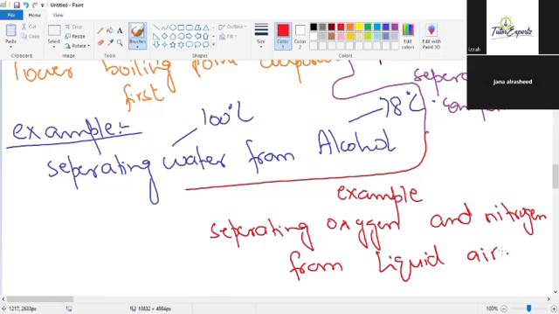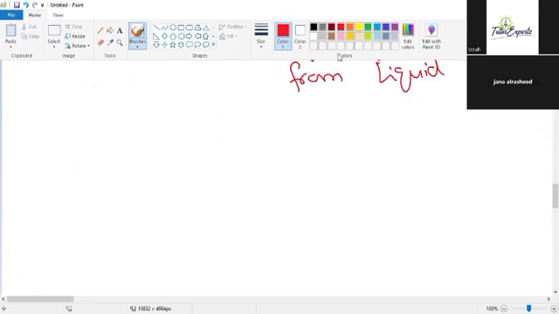It is used to purify a soluble solid by cooling or evaporating a solution so that pure crystals form. For example, purifying sugar from sugarcane juice or purifying copper sulfate from a solution. So this is what crystallization is. In crystallization, we are actually cooling the solution, making the crystals.